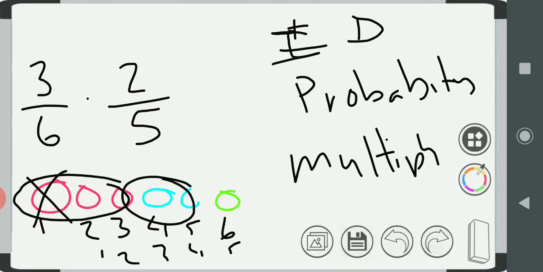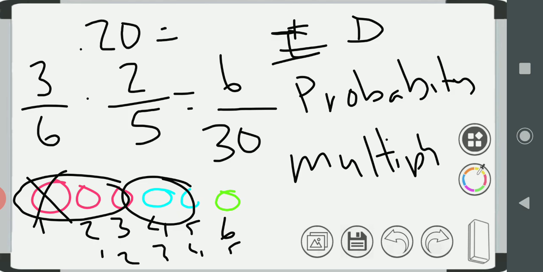So multiplying those across, I get 3 times 2 is 6, and 6 times 5 is 30. I believe that's correct, right? Sometimes you get nervous making these. 3 times 2 is 6, and 6 times 5 is 30. You could reduce this if they want it in a ratio, and that gives me 0.20, which is 20%, I do believe.